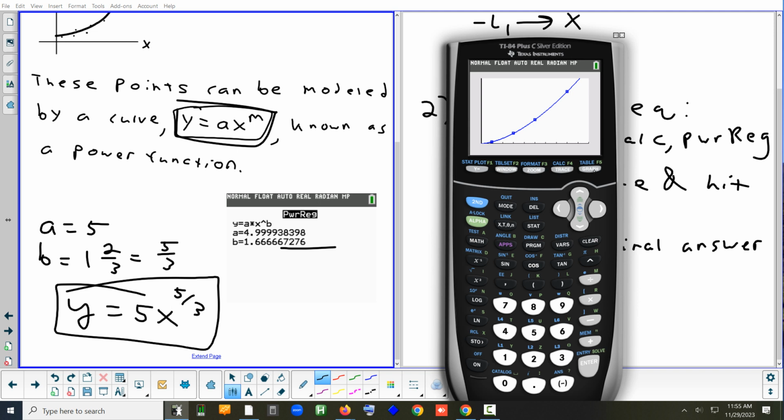Now, it might not always be perfect. It depends on your data. If that point was a little lower to start with, then it might not have been as nice of a fit. But I'm going to give you one that's going to be a really good fit like that.